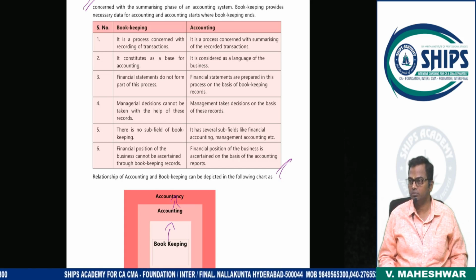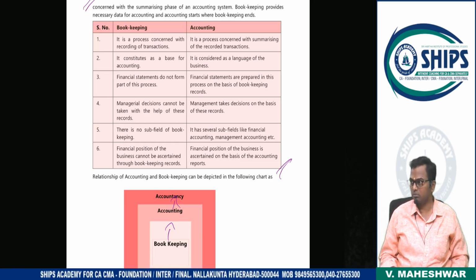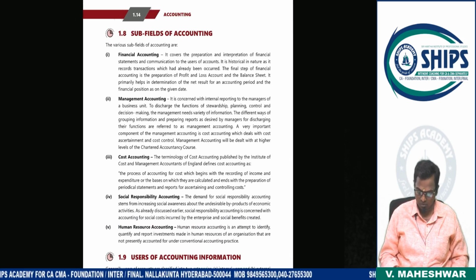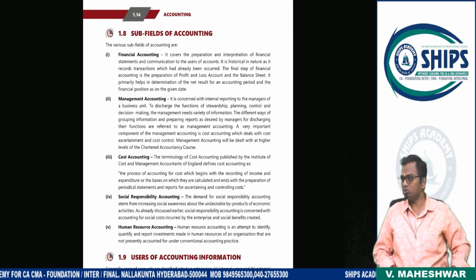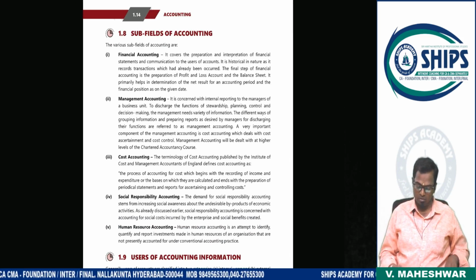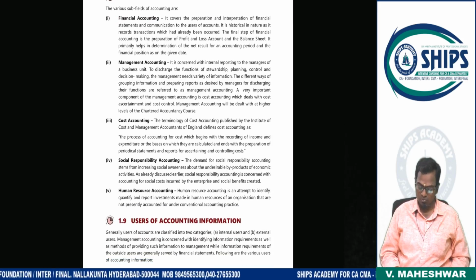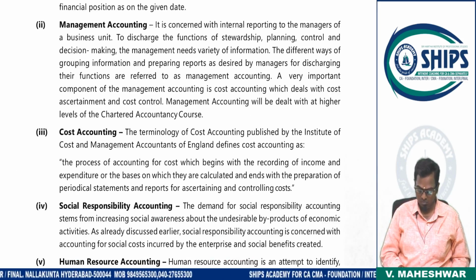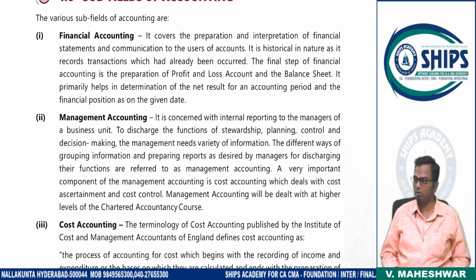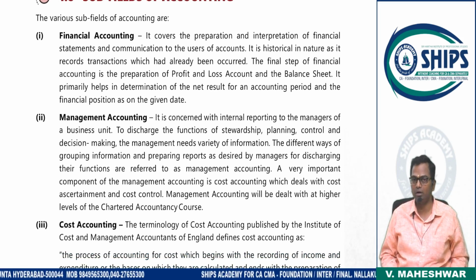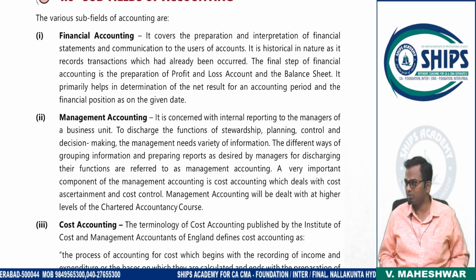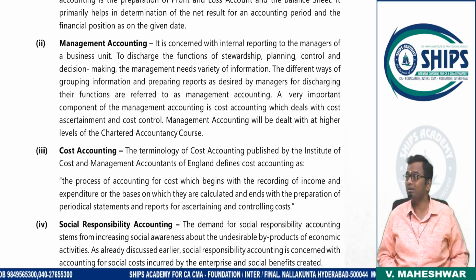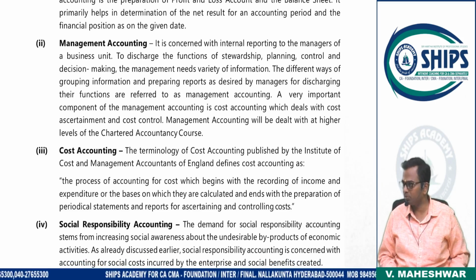Completed. Now we have subfields. We can call them the branches of accounts. Now we have the subfields of accounts. First one, financial accounting. With the help of this, we can easily find out the financial position of the company. Second one, management accounting, where the management can take decisions with the financial report.